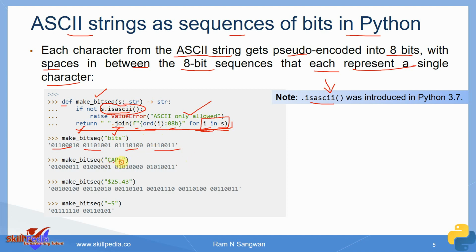Similarly CAPS, CAPS. Then this $25.43, and this is the binary equivalent of this. If you carefully look at all these strings, whatever they are, they are ASCII characters, ASCII alphabets or ASCII digits. They are converted to the equivalent ASCII code. So this is the binary representation of these numbers, just for your understanding.